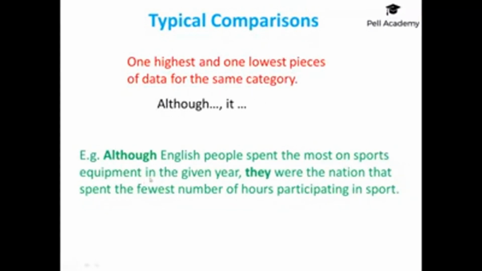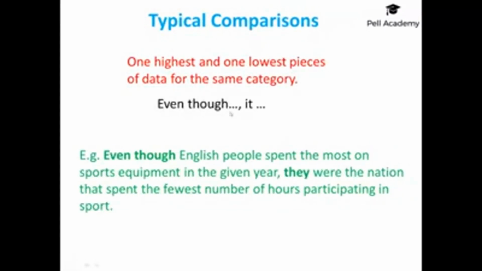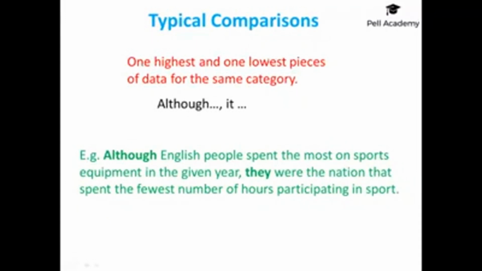This is actually the same structure. Same as "even though", you use "although" instead, and it's the same thing, one highest and one lowest for the same category. Although English people spent the most on sports equipment in the given year, they were the nation that spent the fewest number of hours participating in sport. So that's pretty much the exact same, except we're using "although" instead of "even though".